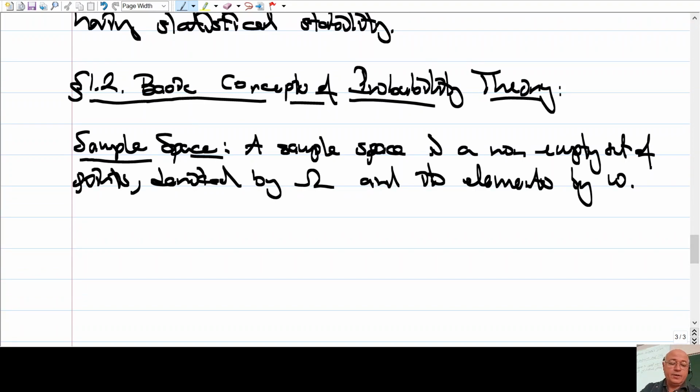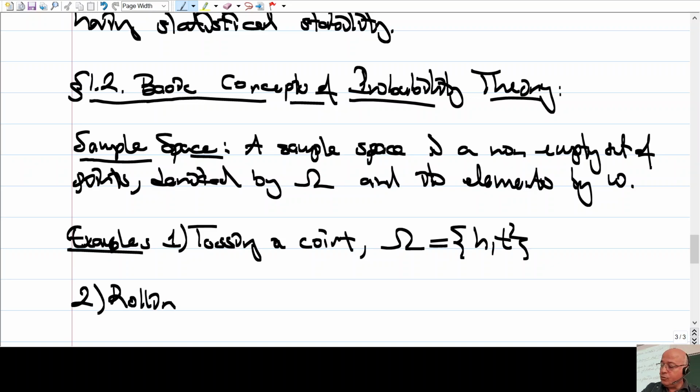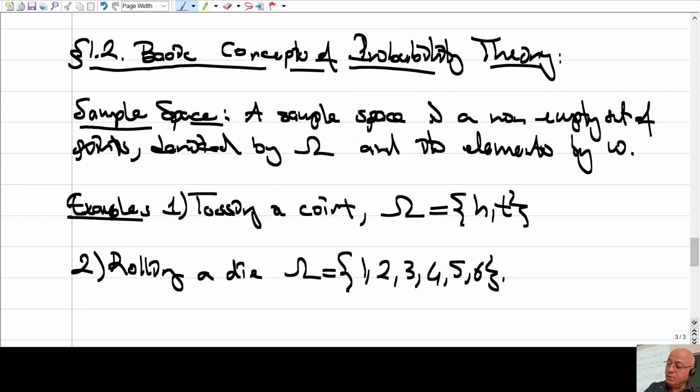Okay, let's see what these concepts are in the experiments we have seen above. So examples. In the experiment of tossing a coin, our sample space has two elements, H and T, head and tail. Just two elements, one of them is H representing head, T representing tail. When you roll a die, the sample space is the number you see on the top, so it can be anything between 1 and 6.